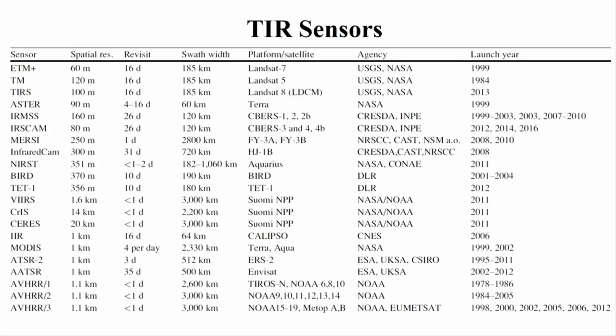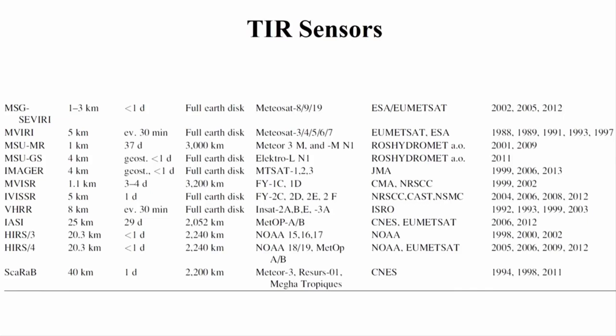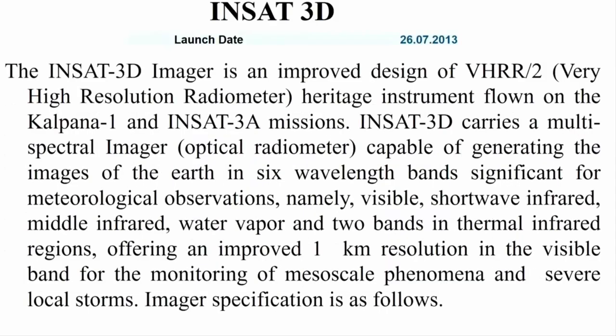Now we are going to see some thermal infrared sensors. A detailed list I have given here. We are not going to see the entire list, but here you can see the list of a few sensors like ETM plus, TM, TIRS, ASTER, and similarly AVHRR. These are given here, and the real list is long, but here we are going to discuss only a few sensors. We are not going into detail on all the other sensors.